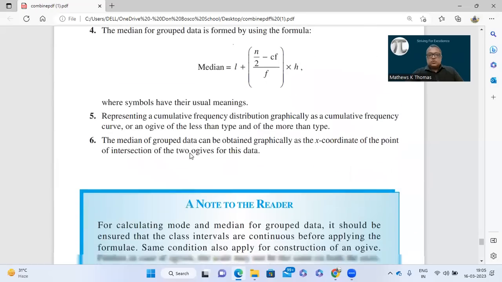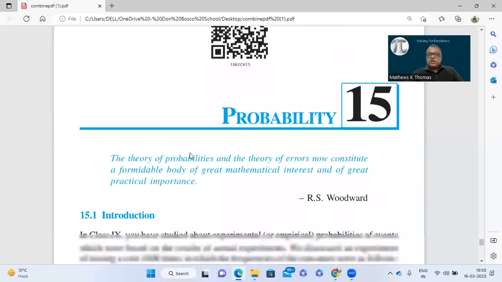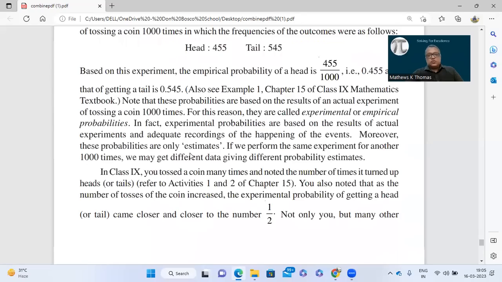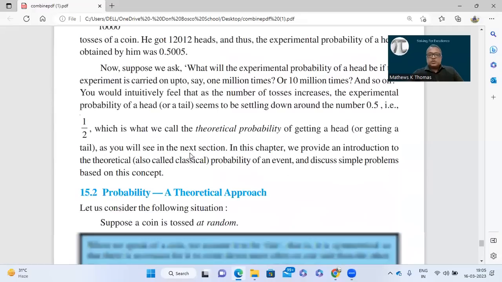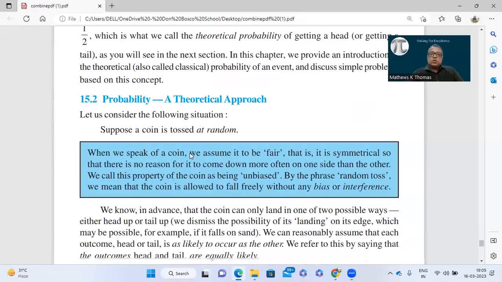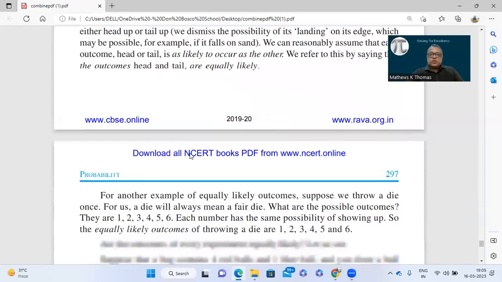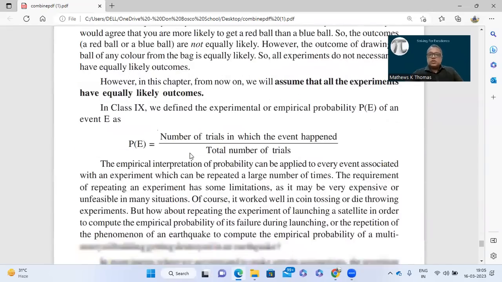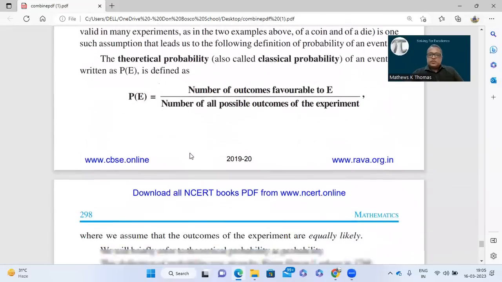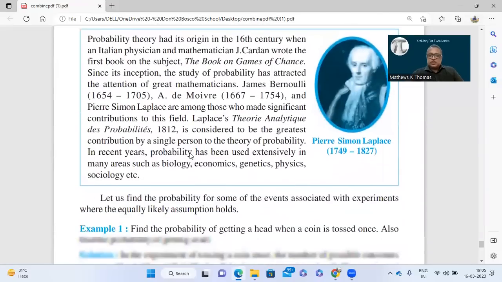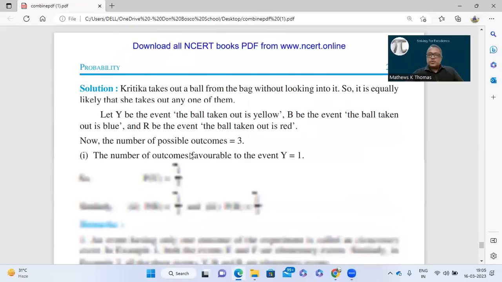Then we go to the next part, that is 15, that is probability. We can expect very few questions on this, but definitely you should know how to do the question. One formula, probability is number of favorable outcomes by total outcomes. The minimum value of probability is 0, maximum value is 1, right? So all your answers have to be between 0 and 1.